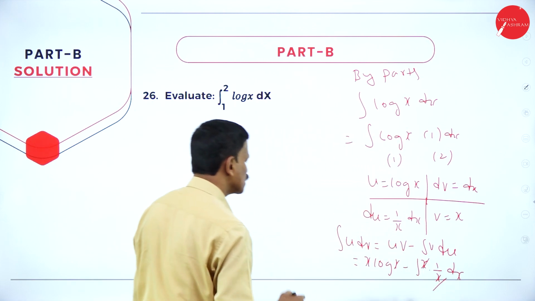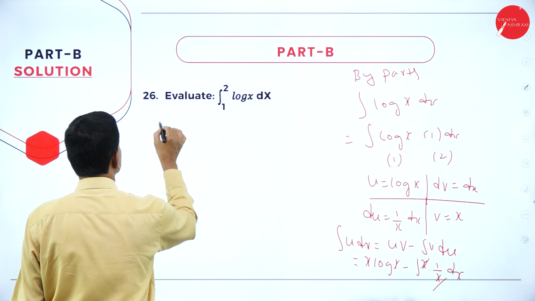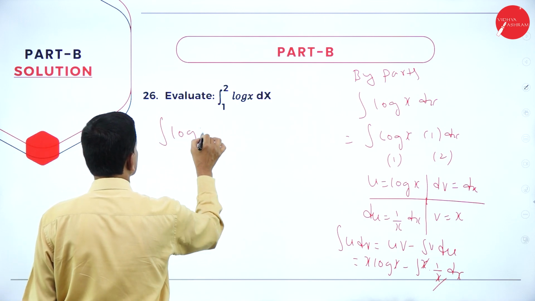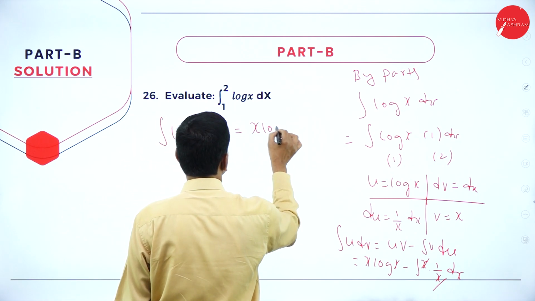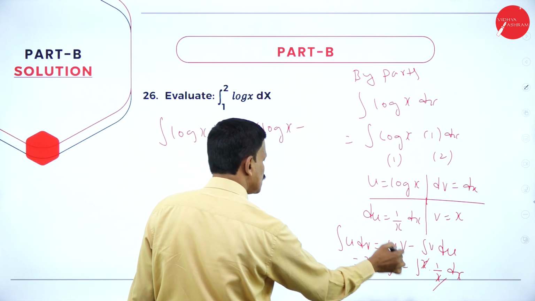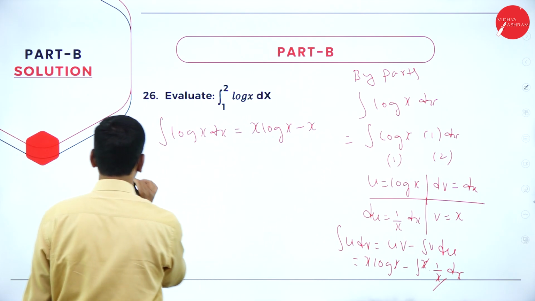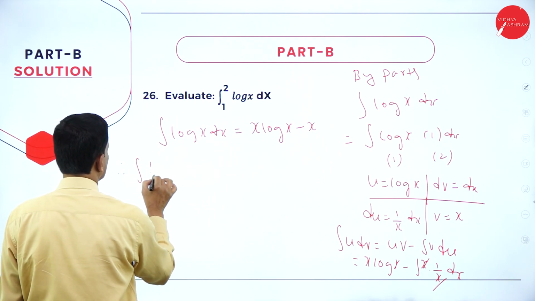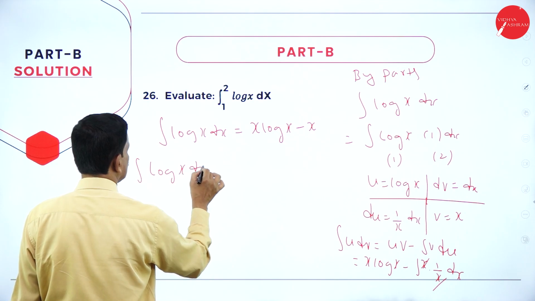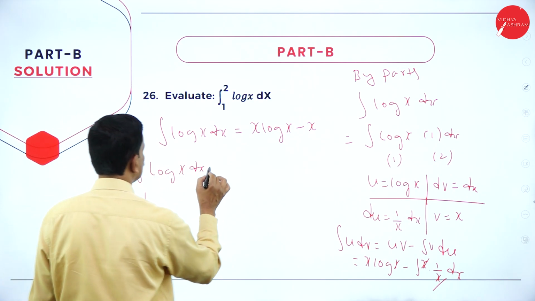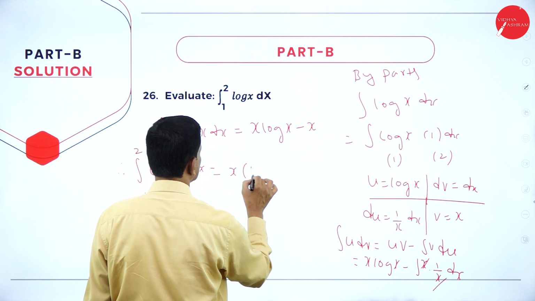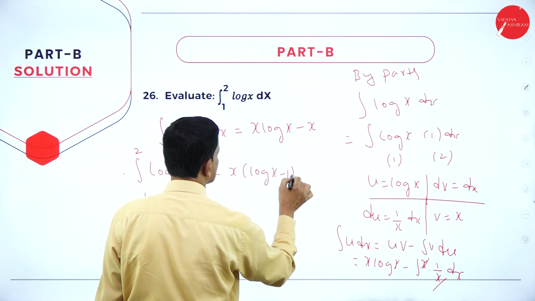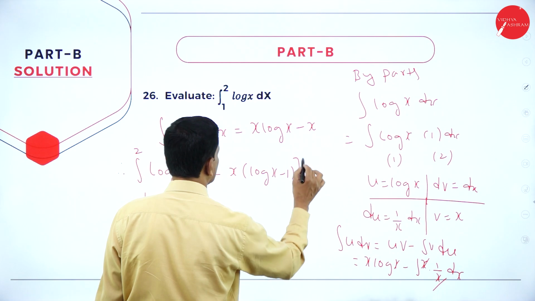These two get cancelled. So therefore integral of log x dx is equal to x log x minus integration of dx, which is x. So therefore integration of log x dx between limits 1 to 2 is given by, you can take x common factor, x into (log x minus 1) between the limits 1 to 2.